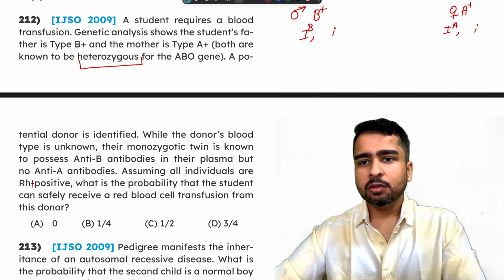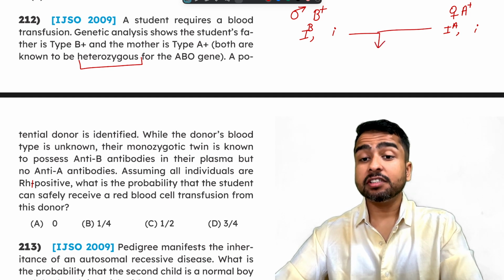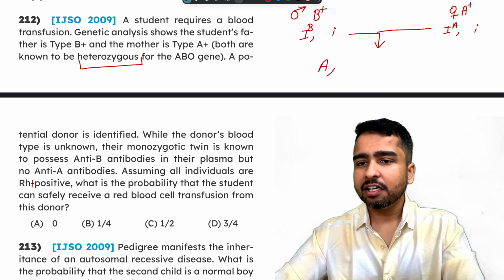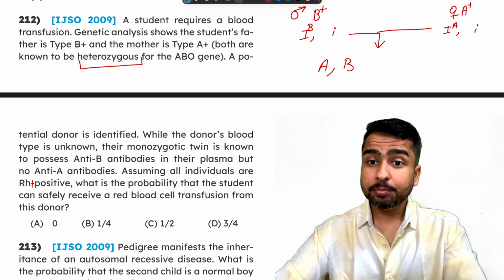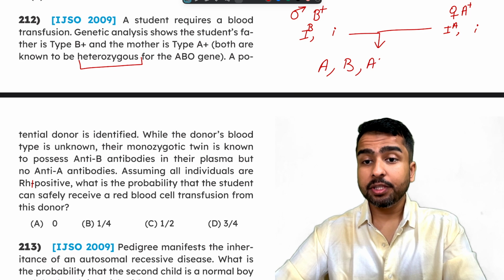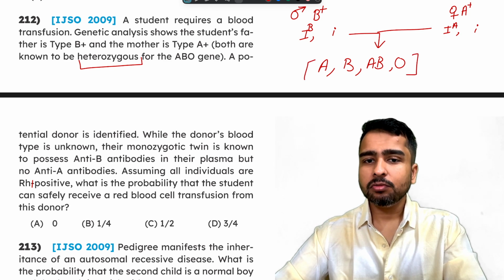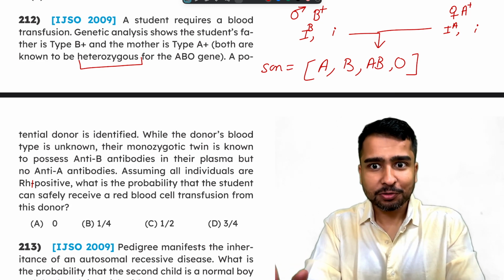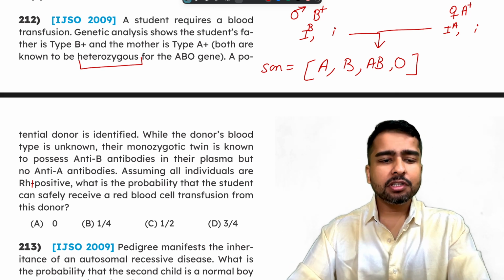Now, what is their son? We don't know right now, but we understand what the possibilities are. A and i could be A. B and i could be B. A and B could be AB. i and i could be O. So as of now, the son could have any of these phenotypes. We are not sure, so we'll let it be.